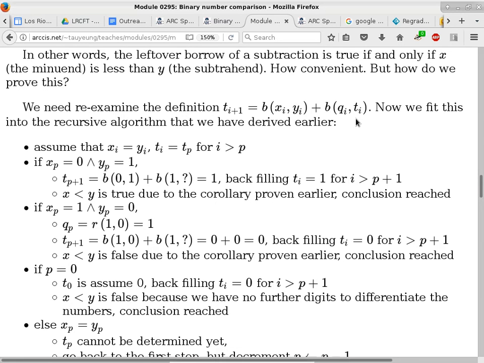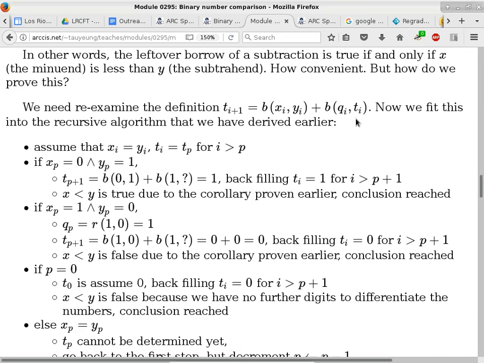Well, it's because b, the borrow of 0 minus 1 is, do you guys remember the subtraction table? It should be 1. It's a 1. And this is an OR operation. Okay, I don't need to know the rest, because true or whatever is always true. So this part is already guaranteeing that p plus 1 is a 1. Is that okay? The next point is kind of confusing.